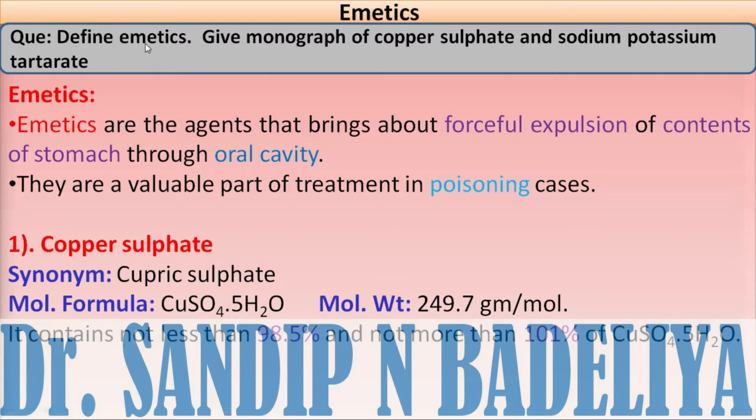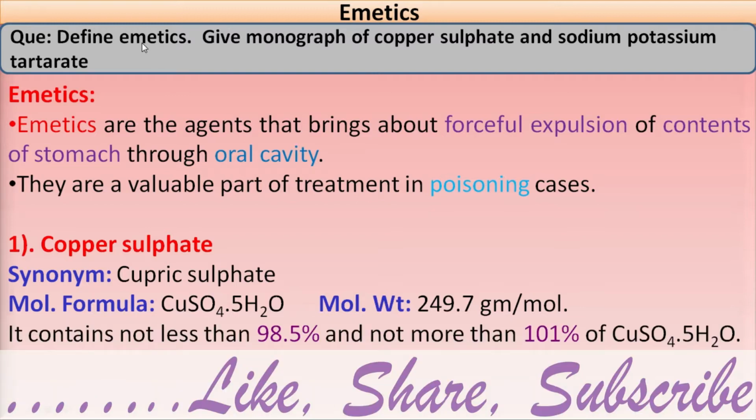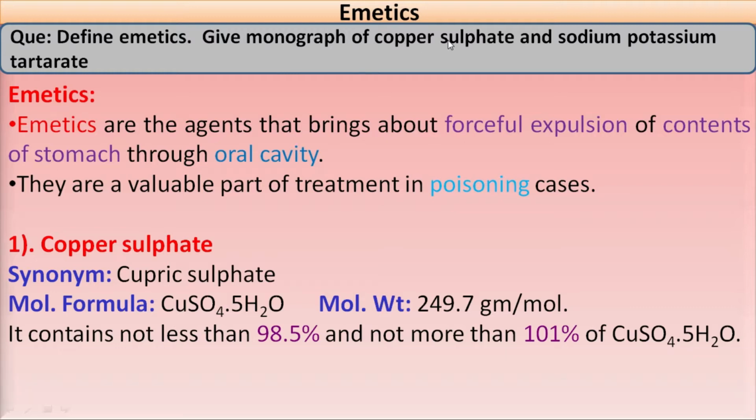In your examination, the question will be asked in this manner. Define emetics. Give monograph of copper sulphate and sodium potassium tartrate. So in that case you will give the definition of emetics and you will explain the monograph of copper sulphate as well as sodium potassium tartrate. First is the definition of emetics.